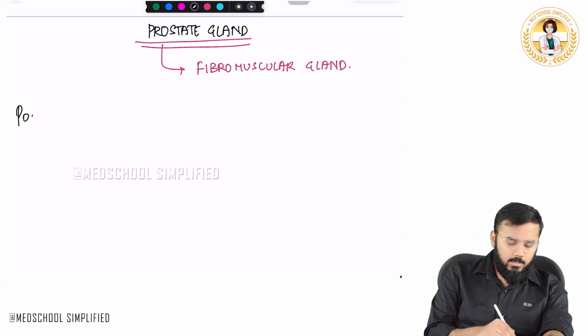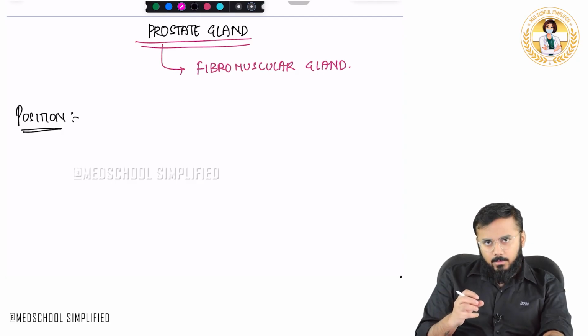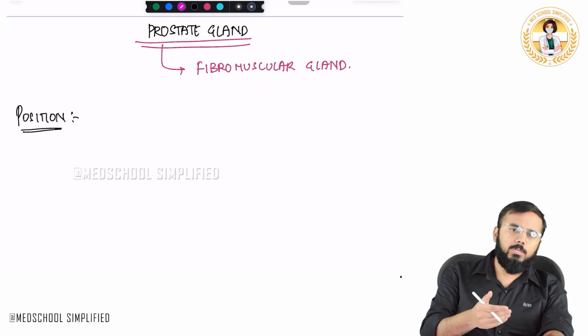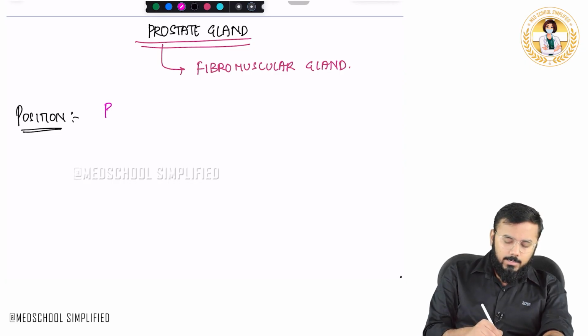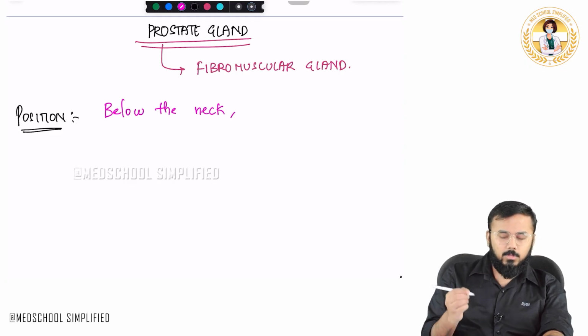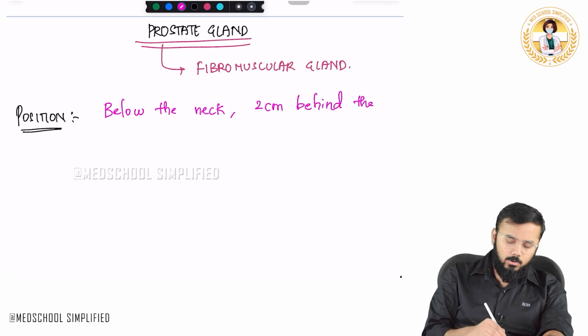The second important thing is the position of this gland. Where do you find this gland? The position of this gland is below the neck of the urinary bladder, and it is 2 centimeters behind the lower border of the pubic symphysis.